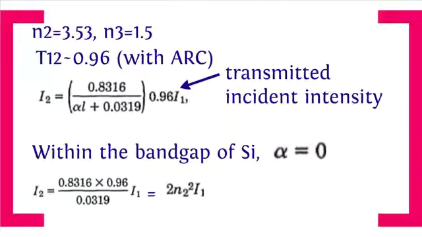If you're within the band gap of silicon, alpha is small, so ignore that. You get this expression. It's approximately n squared times I1, same as before, what we expect, where n is the refractive index. So pretty big impact here as well.